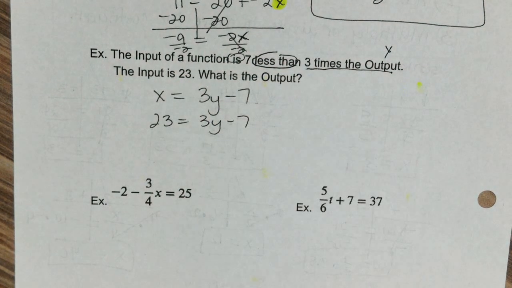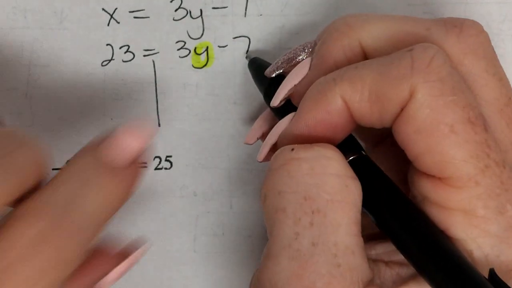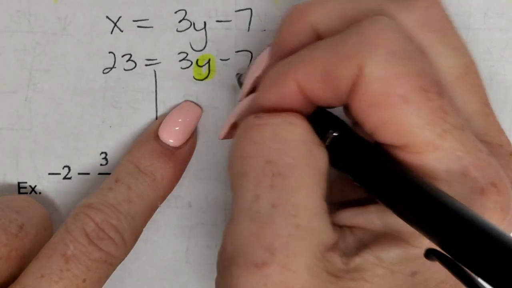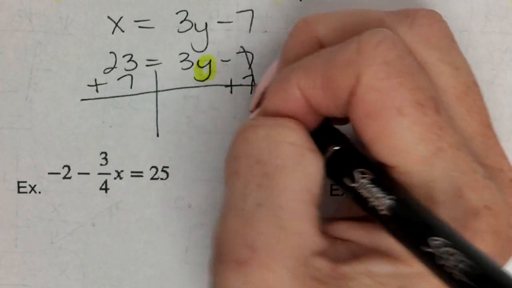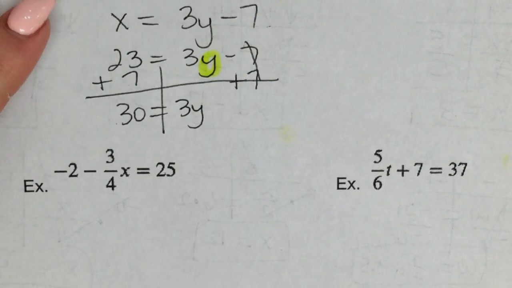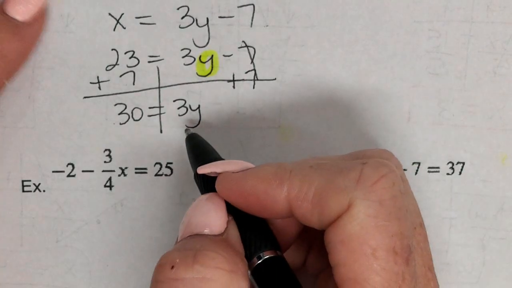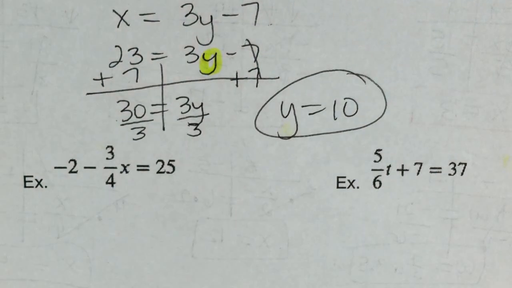And then you solve. Okay, what's my goal? Isolate the variable. So I want to get the y by itself. How do I get rid of, which one goes first, the 3 or the 7? 7. All right, how do I get rid of a minus 7? Because you're trying to zero it out. Whatever I do to the left, I got to do to the right. So I have 30 equals 3 times y. How do I get rid of the coefficient? Divide by 3, and 30 divided by 3 is 10.